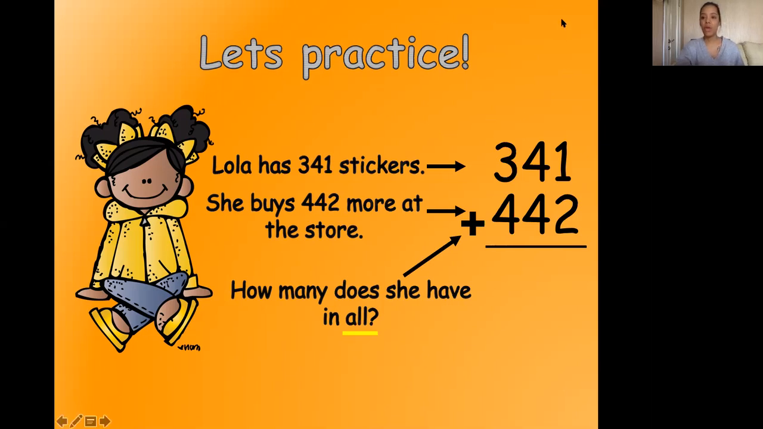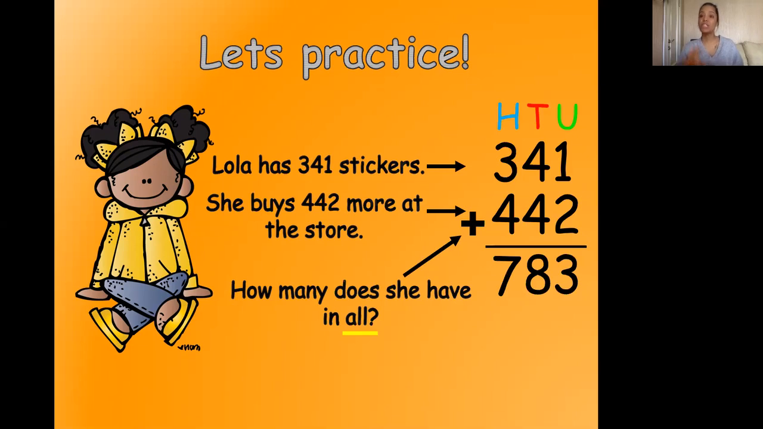Remember that we are going to look at the place value in order to make it easier for us, okay? So you're going to do the units first. 1 plus 2 is 3. You do the tens. 4 plus 4 is 8. And then you do the hundreds. 3 plus 4 is 7, okay? And that is how you find the answer. Step by step, looking at the numbers and looking at those keywords. Does it mean adding? Okay, well done.